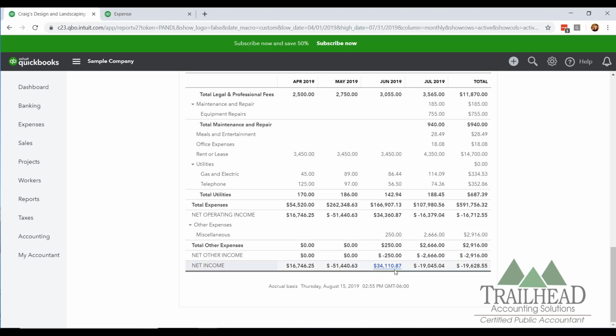Then you jump to June and they recover a little bit and they have a $34,000 income month. July, they're back to losing money, with a negative $19,000 net income number. So for this time period from April through July, they have a negative $19,600, so almost negative $20,000 in net income. That's not a good thing for a business. Businesses running in the red like this, or with a negative net income number, can't survive very long. Again, because your expenses are in excess of your income.